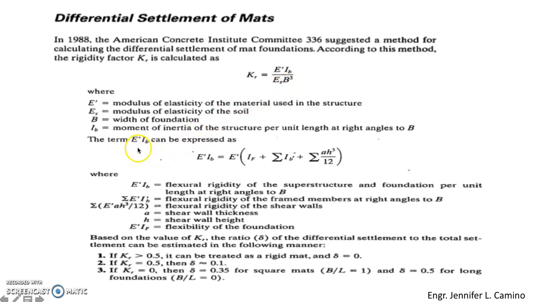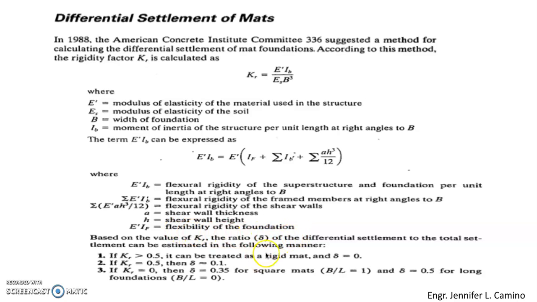However, our E prime I sub B can be expressed in this equation: it is equal to E prime multiplied by I sub F plus the summation of I sub B plus the summation of A H cubed all over 12. Of course, this is the rigidity factor of the superstructure, the foundation, per unit length at right angle to B. This one is the flexural rigidity of the frame members. And you have the flexural rigidity of the shear wall, the shear wall thickness, the shear wall height, and flexibility of the foundation.